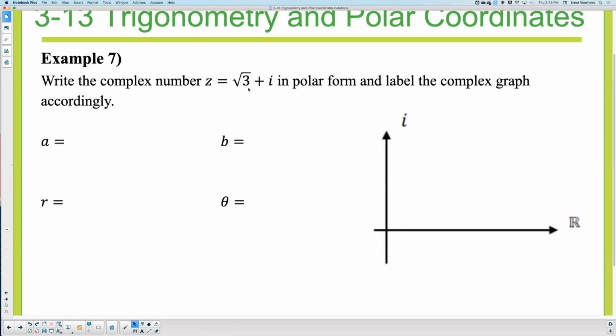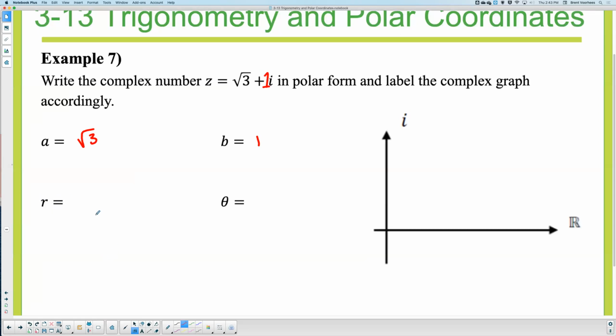Write this complex number in polar form. So that means it's given to you in rectangular form. So the square root of 3, what letter does that represent from these four options? What do you think that is? That's the A. That's your A, square root of 3. The I's coefficient is the B value. How many I's do I have there? 1. So B is 1.